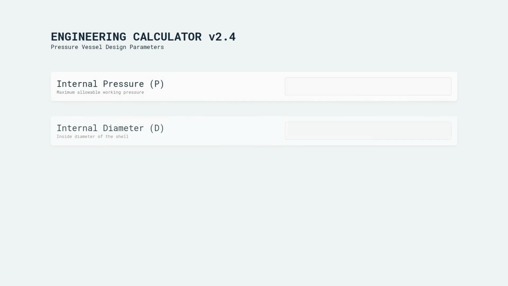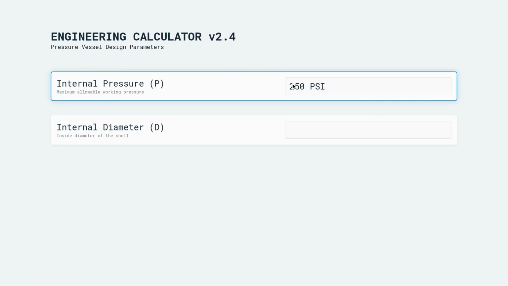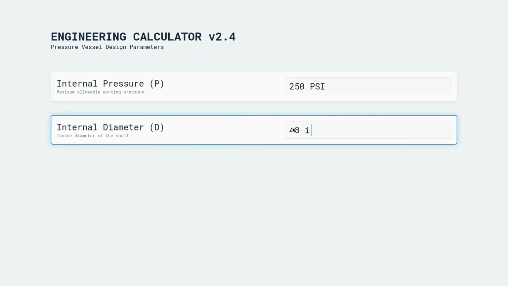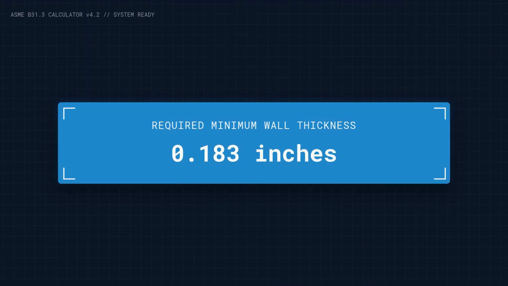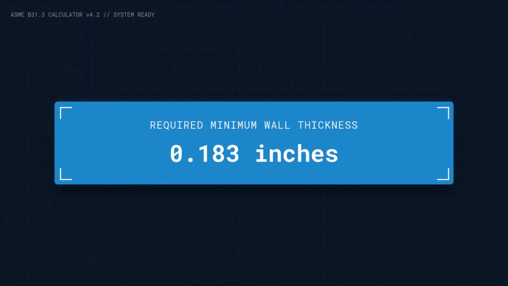Let me demonstrate with a typical example. I'll enter 250 psi for internal pressure P, 48 inches for internal diameter D, 20,000 psi for allowable stress S, and 0.85 for joint efficiency E. After clicking Calculate Wall Thickness, the calculator provides the required minimum wall thickness based on ASME code requirements.